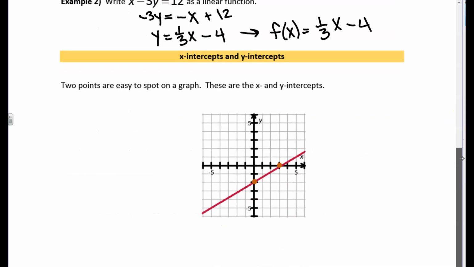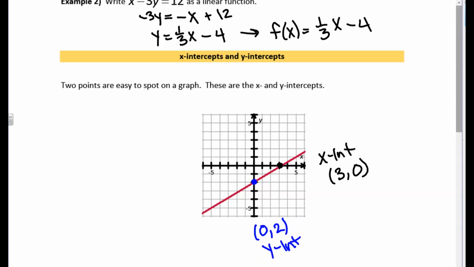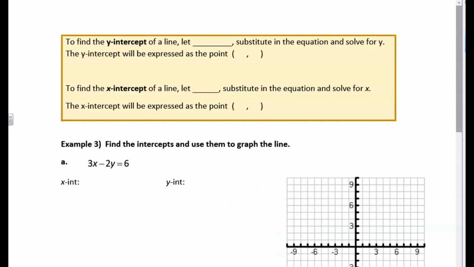There are 2 very important points on every graph, and they're very easy to spot. They're your x and y intercepts. Well, your x-intercept is where you cross the x-axis. This is my x-intercept here. And we would write that as (3, 0), guys, because it's a point. We always list the x and the y value. My y value, on the other hand, is over here, and it's at the point (0, 2). That's my y-intercept.